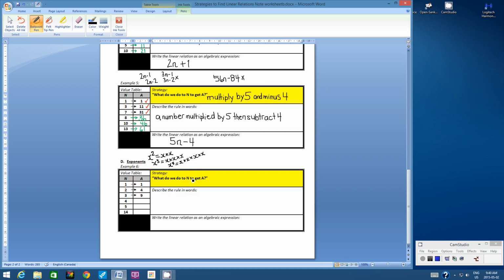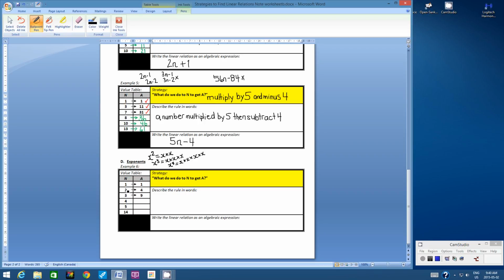Okay, so again, strategy highlighted in yellow. What do we do to n to get a? So we start with 1 and then we end up with 1. Well, that's tricky because that could be x squared, that could be x cubed, that could be x to the power of 4, it could be almost anything. So let's go to the next example.